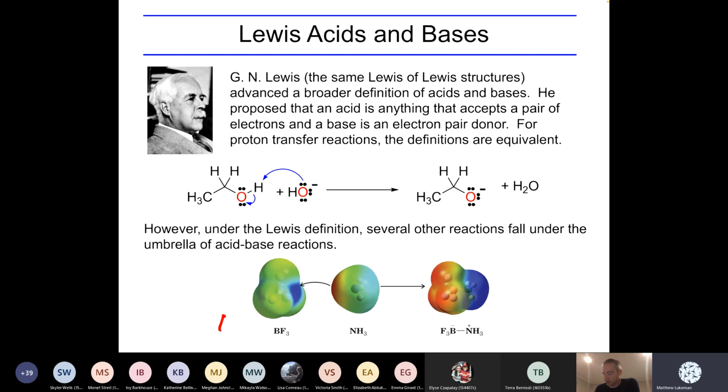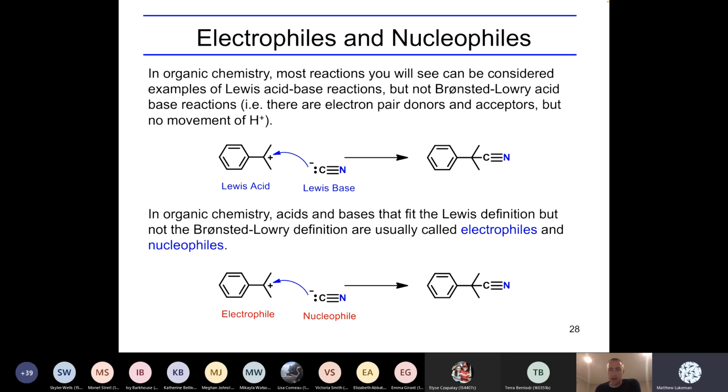So the example that textbooks always seem to give is this one, where you have BF3 and NH3 reacting to make this complex, where the nitrogen donates a pair of electrons. It's a big juicy pair of electrons there on the nitrogen, and they get donated to the boron, and you get this kind of complex here.